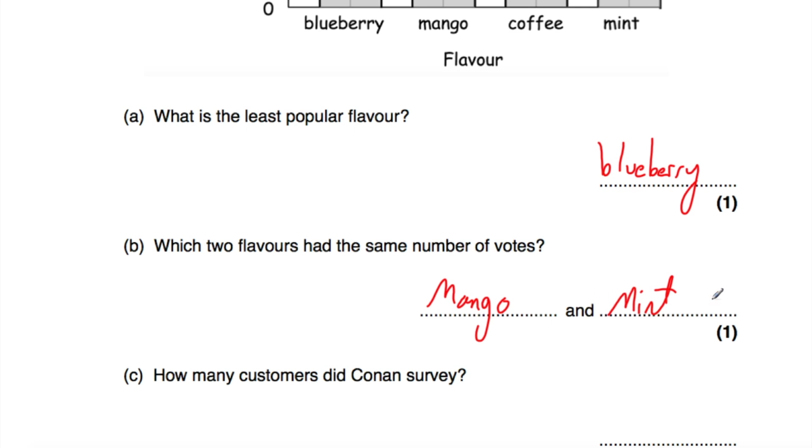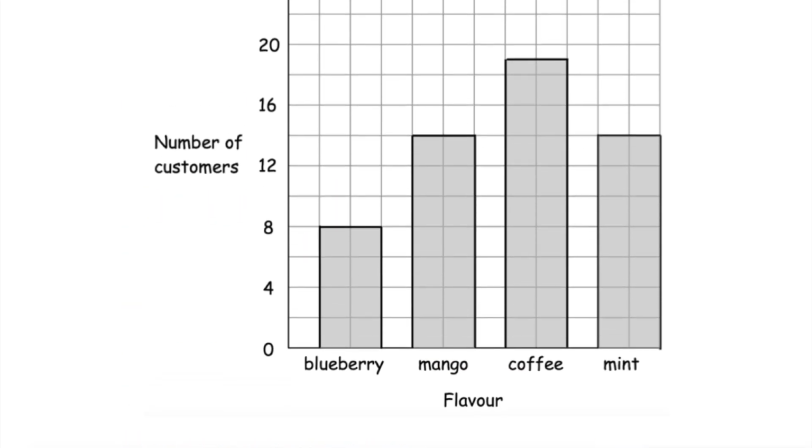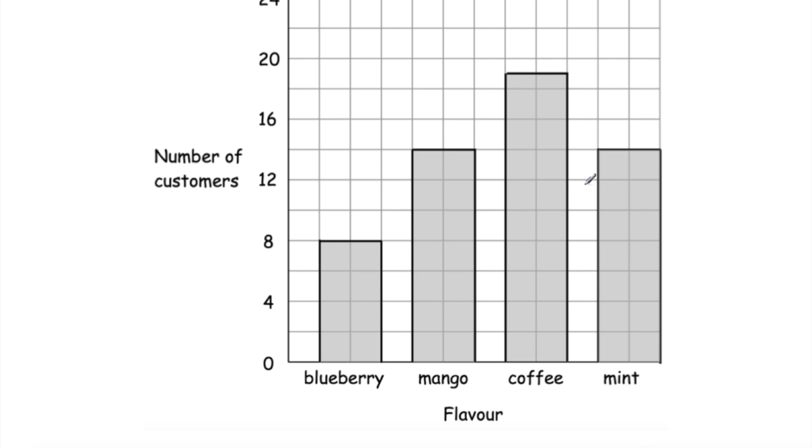And then part C says, how many customers did Conan survey? So if we want to work out how many customers he surveyed, we're going to need to add together the frequencies. So blueberry, well, 8 people voted for blueberry. 14 people voted for mango, as we talked about previously, because in between 12 and 16 would be 14 in the middle. In terms of coffee, we've got 16. That would be 18 in the middle of 16 and 20, and then that would be 19. So 19 people voted for coffee. And in terms of mint, that's another 14.